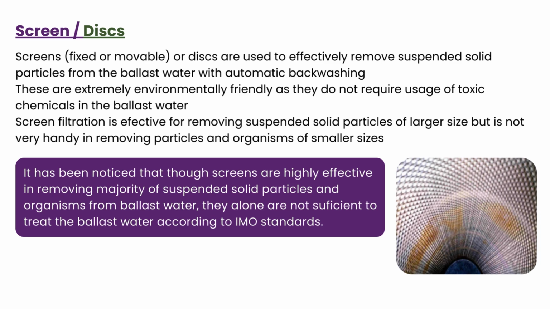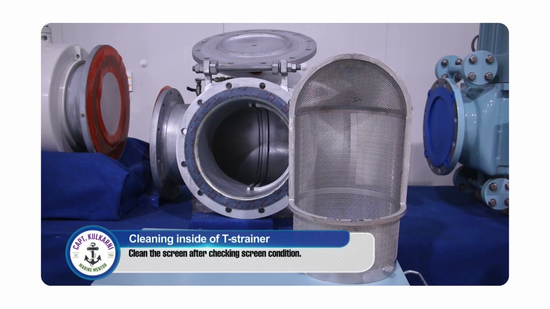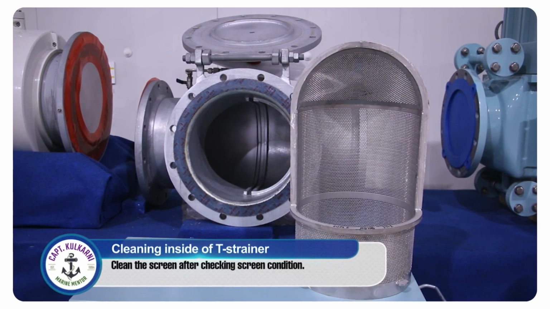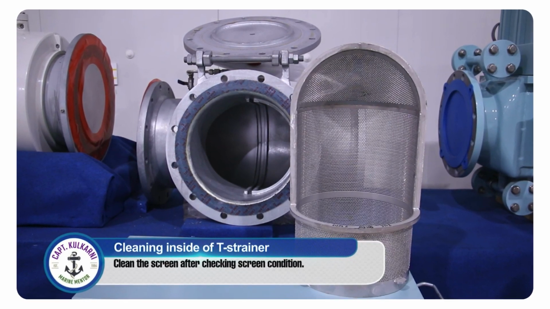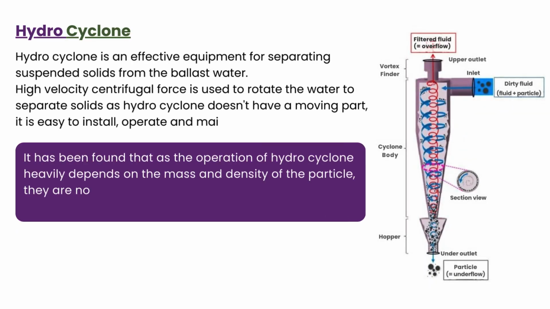Here what you see is the filtration process, and we have the filters, how the filters are being used. Another photo is showing it once it is completely boxed up. Once the filtration unit is opened, you can see the filter screen. This is cleaning the strainer, and this is one of the filters which is being used. The next system coming is the hydrocyclone.